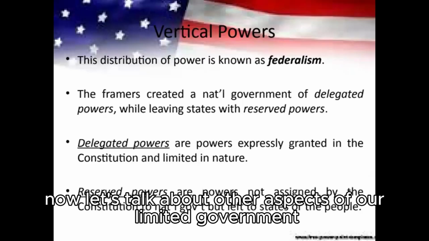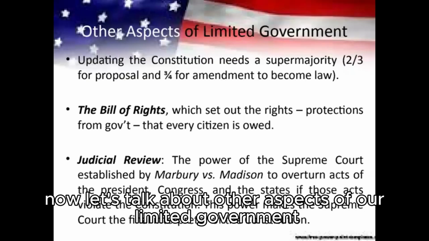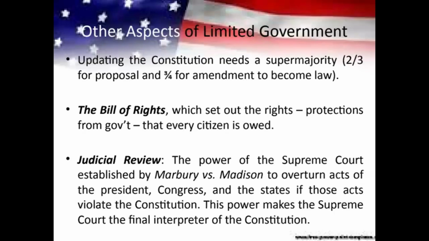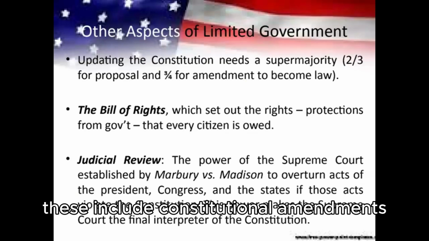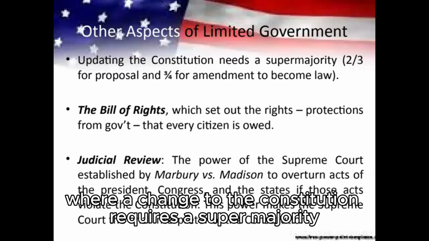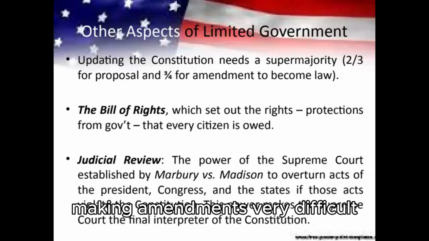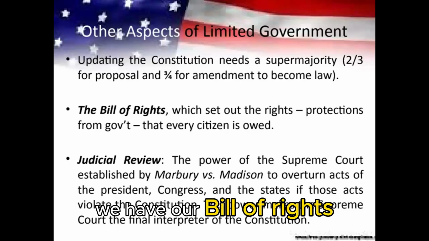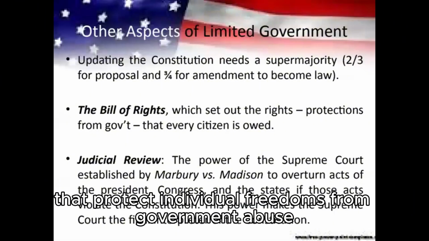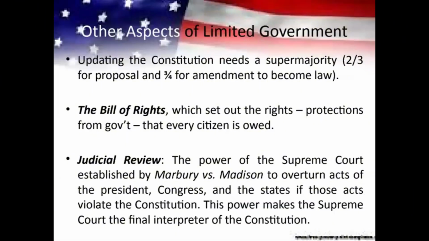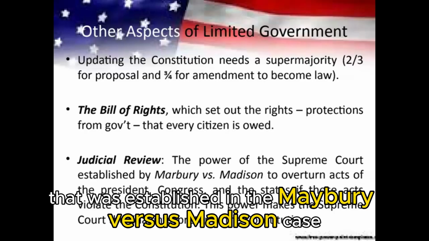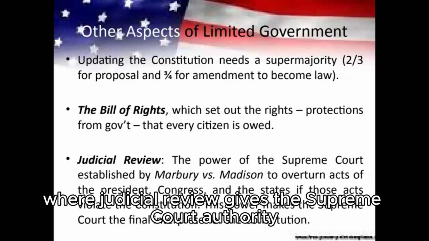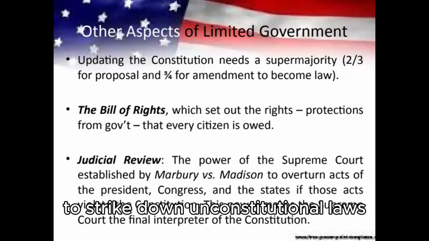Now let's talk about other aspects of our limited government. These include constitutional amendments, where changing the Constitution requires a supermajority, making amendments very difficult. We have our Bill of Rights that protects individual freedoms from government abuse. And we have judicial review that was established in the Marbury versus Madison case, where judicial review gives the Supreme Court authority to strike down unconstitutional laws.